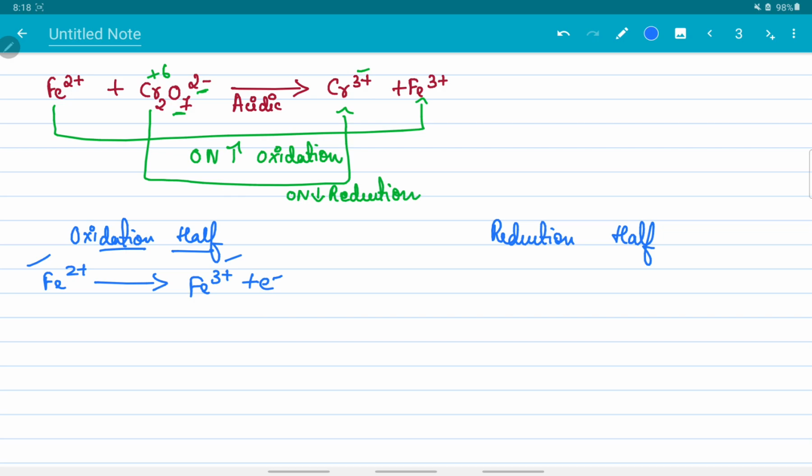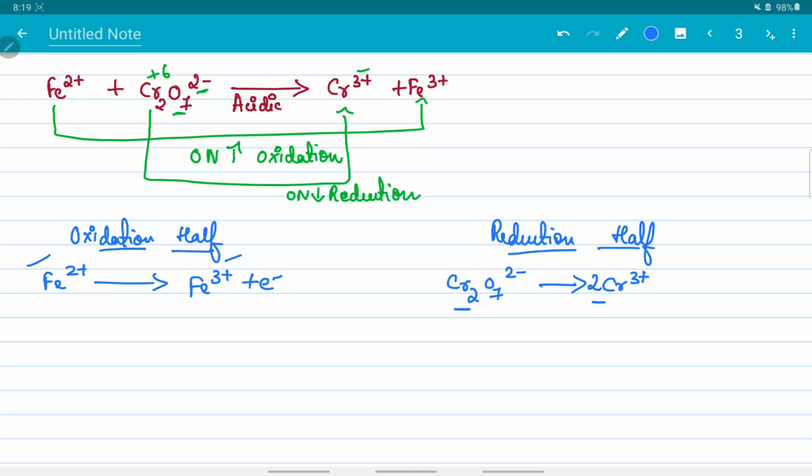Now we are going to check the reduction half and balance that separately. Our reduction half was Cr2O7 2 minus, we won't write the plus 6 oxidation number, and Cr3 plus. Now we are going to balance this. First step is to balance all the atoms except oxygen and hydrogen. Here the other atom is chromium. On the left hand side you have 2 chromium and on the right only 1, so we multiply the right hand side by 2. Now both LHS and RHS have 2 chromium.